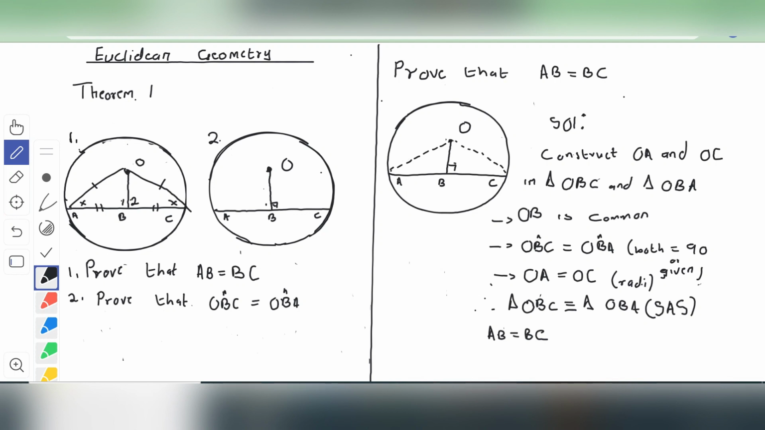After constructing, we can see that now we have what? We have a triangle, and not only a triangle but an isosceles triangle. And what do we know about an isosceles triangle? We know that the angles which are opposite to those equal sides are what? They are equal. So meaning angle OAC is equals to angle OCA, right? So that's it about Euclidean geometry and theorem 1.